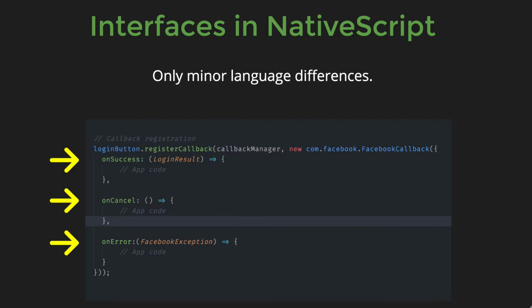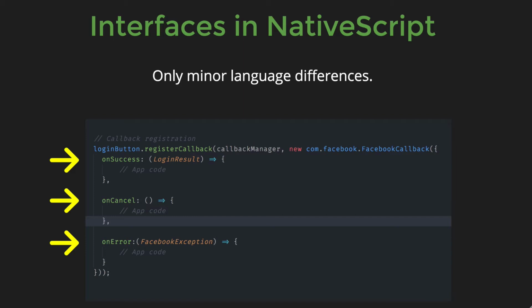Can you back up to the interface? Yeah, you need to see that again. Yeah, let's do that again. Okay. On success, all right. On cancel, on error. So there's your 3 methods. And you were referencing some class there, com.facebook.FacebookCallback. Yeah, that is important to know.